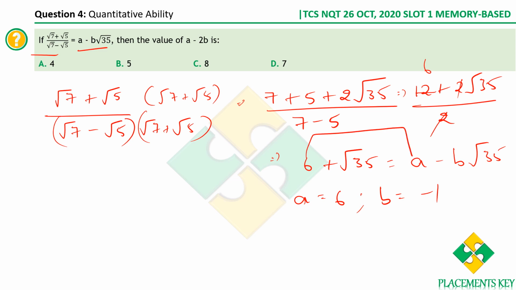Okay, now what are we supposed to compute? The value of a minus 2b. So a is 6 minus 2b. 2b is minus 2. So you get 6 plus 2, that is 8. It's a very easy question.